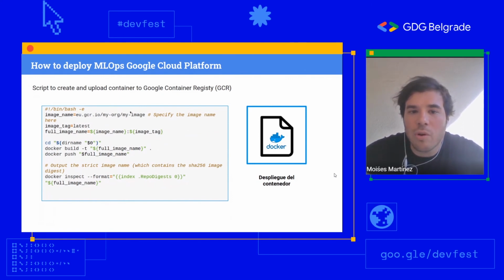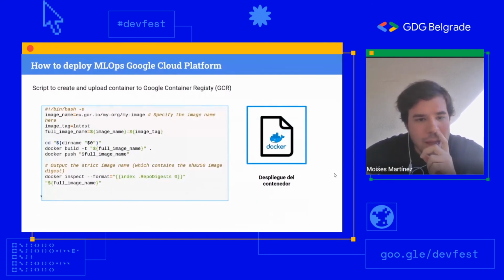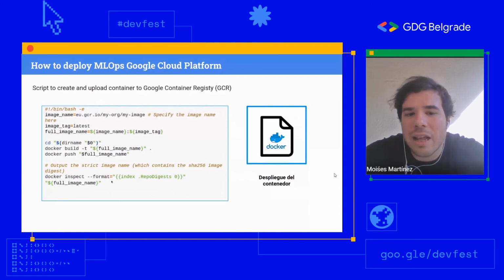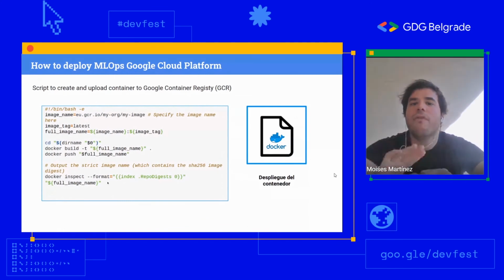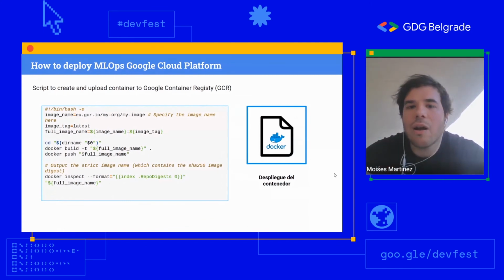After that, we have to create the image using Docker to build and to push this image here, and when the system detects this, it's going to put it in the correct way. And finally, we have to set if everything's okay. And now we have the container, and we have the container put in the Google Container Registry.